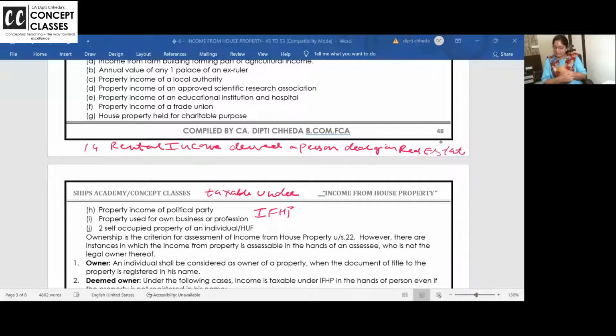Okay, let me explain this 14th point, dear students. What you have written: rental income derived by a person who is dealing in real estate is taxable under house property. Now, what is this? Listen. Suppose like last pandemic, we had 2 lockdowns. So let us take the example of the second lockdown. So what is real estate business?